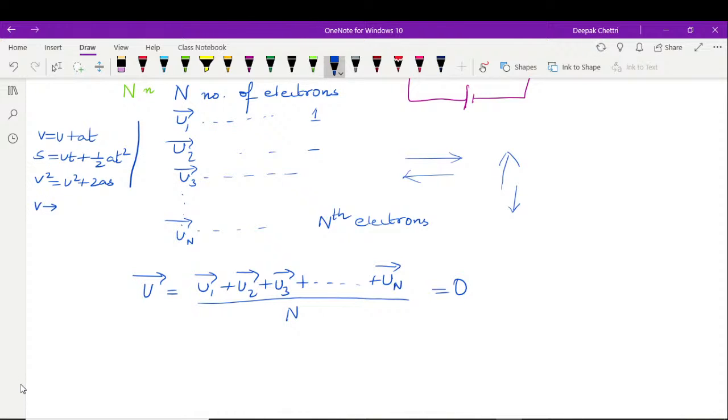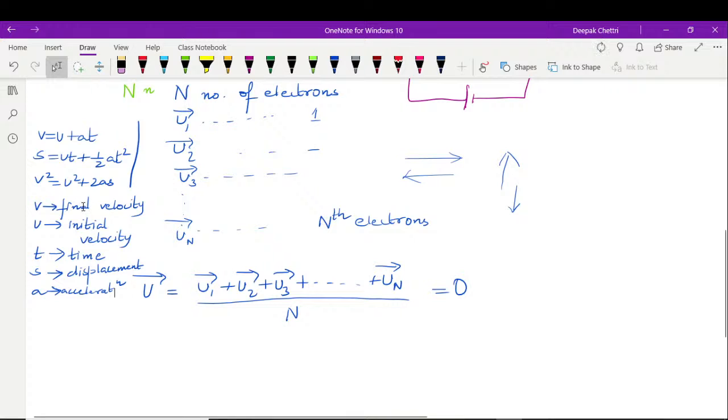Here v represents final velocity, u represents initial velocity, t represents the time, s represents displacement, and a represents acceleration. Understand? So these are the things we did in class 11 also, and even in class 9 you must have done this.